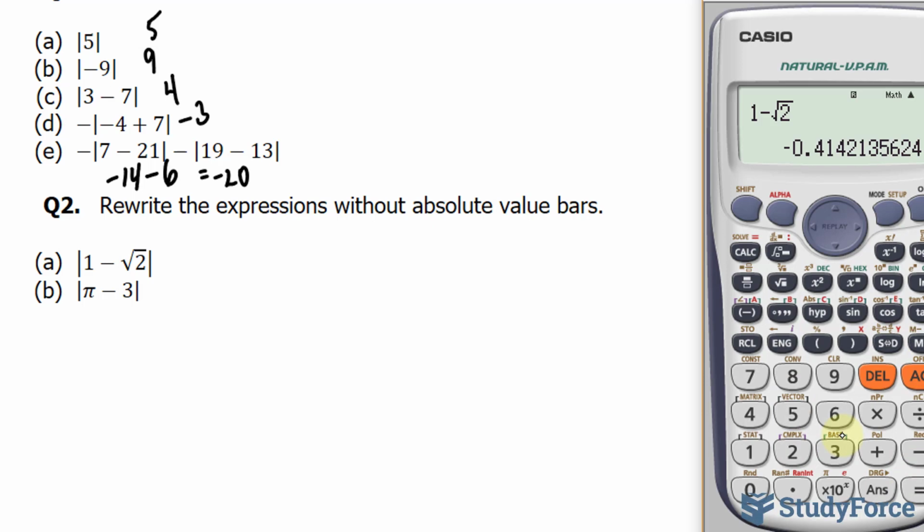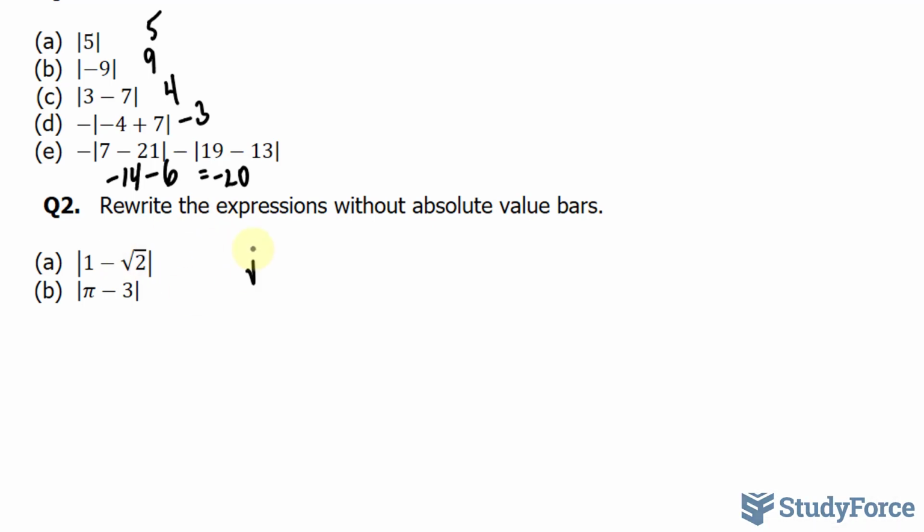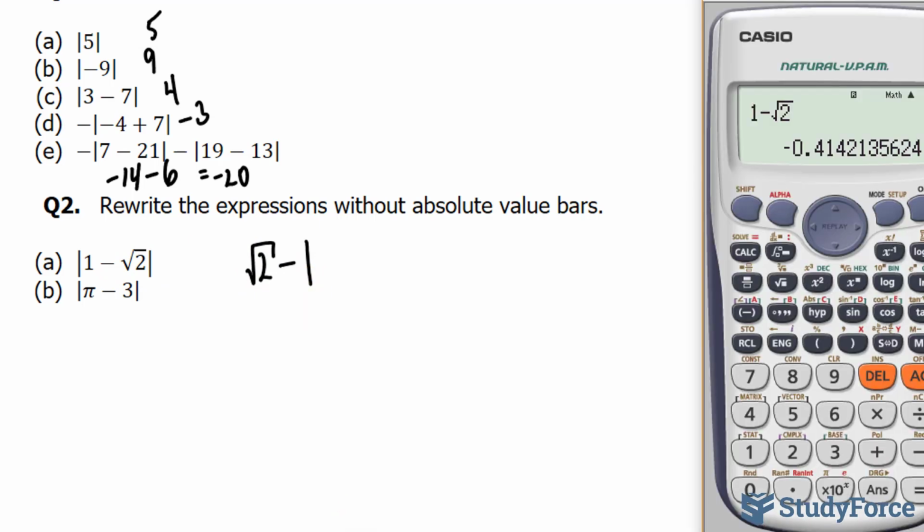My job is to reorient these terms so that when I evaluate them, I get the magnitude of this number. In other words, this number in its positive version. What I will do is take the square root of 2 and minus it by 1. Let's see what happens if I do that. The square root of 2 minus 1 gives us the number that I just found, but in its positive form.